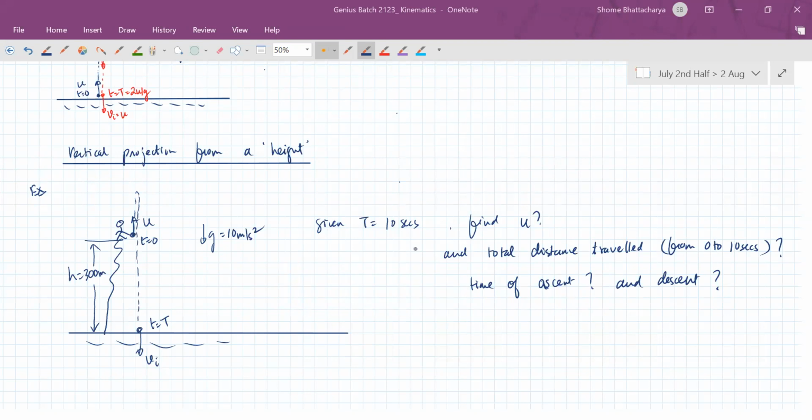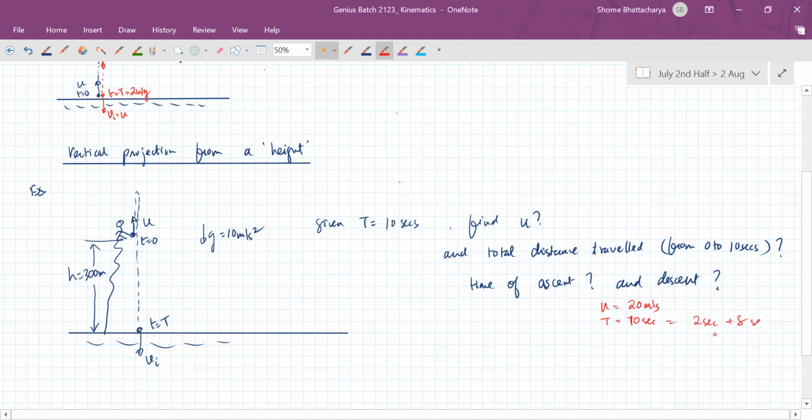Okay, so we will get u as 20 meters per second, as all of you got. Okay, we will get the total time. That's already given. So this total time of 10 seconds is actually 2 seconds for ascent plus 8 seconds for descent.